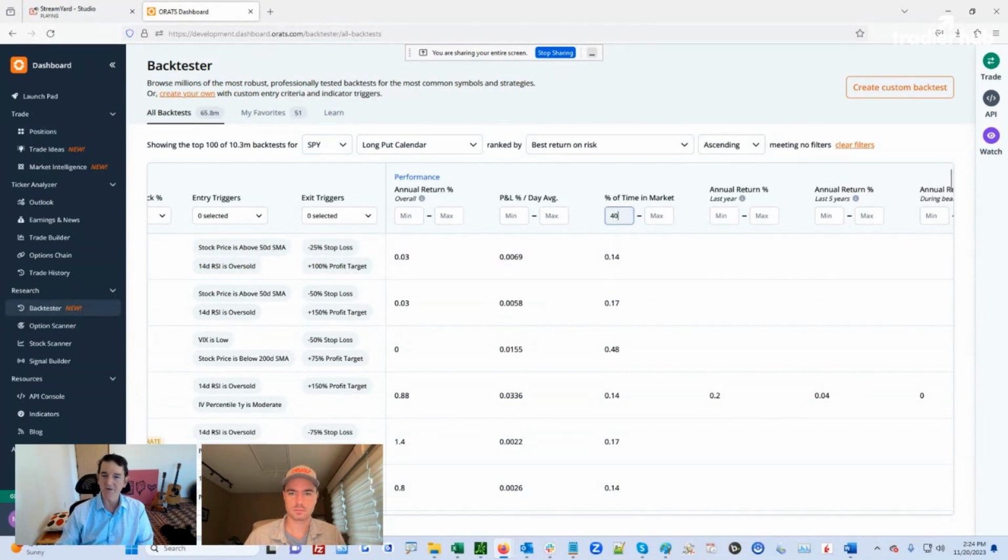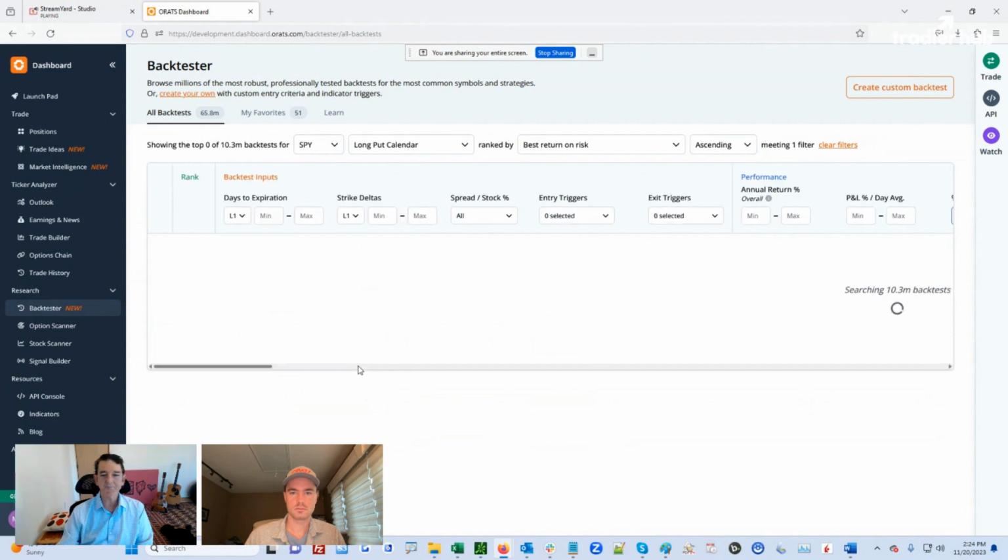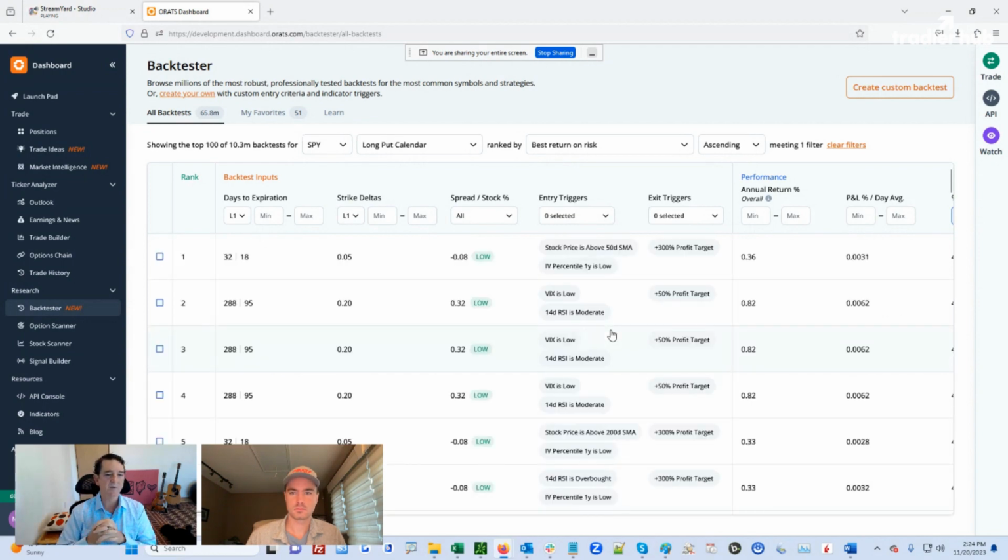So I like to put like 40% of the time there. It's looking for days when the stock price is above the 50-day, but the RSI is oversold, which never happened. So if you put in 40%, then it's going to sort those out. So that's always the first thing that I do. And there's a lot of other filters that you could put in to identify backtests that you want.